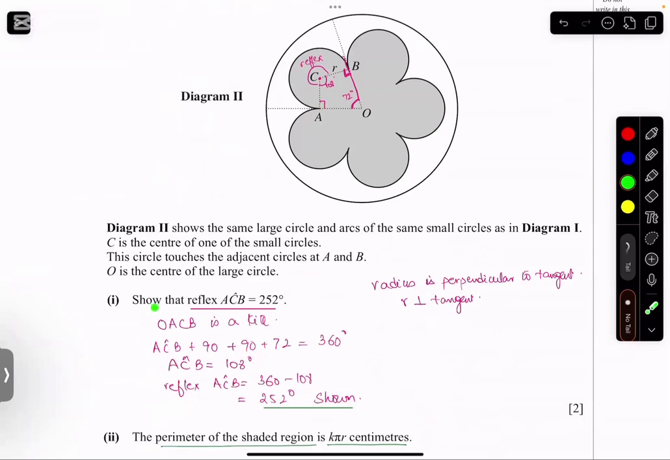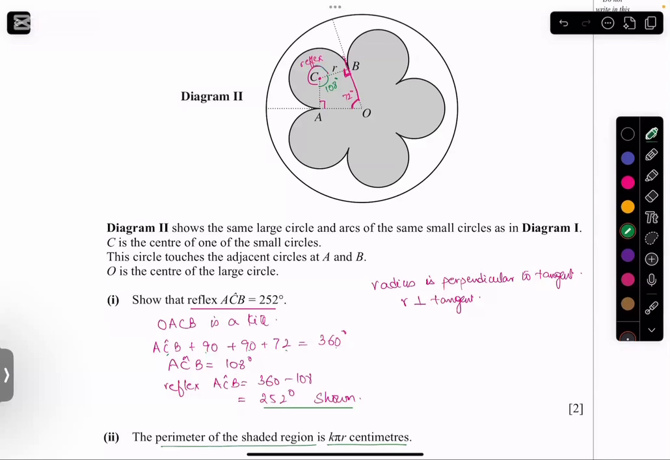Now they are saying show that reflex ACB is 252. ACB, reflex angle. I have to get this reflex angle. But until we find this angle, how can the reflex be found? So I can see that here OACB is making a kite, and with the tangent and radius, it's a 90 here. The sector angle we had already found to be 72. So solving this quadrilateral, the kite OACB, I can say it's ACB, which we need to find out, plus 90, plus 90, plus 72, and this equals 360 degrees. Solving that, I got ACB as 108 degrees, meaning this angle here is 108 degrees.